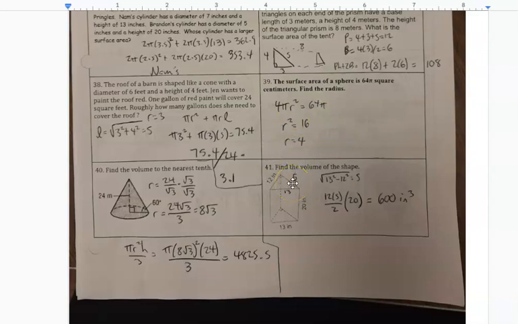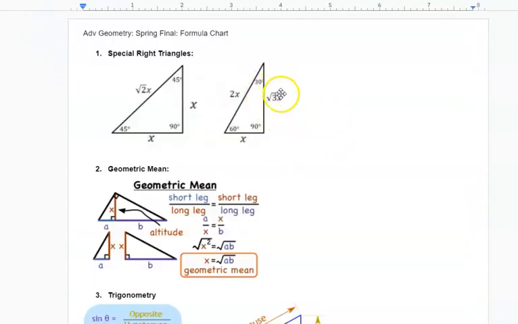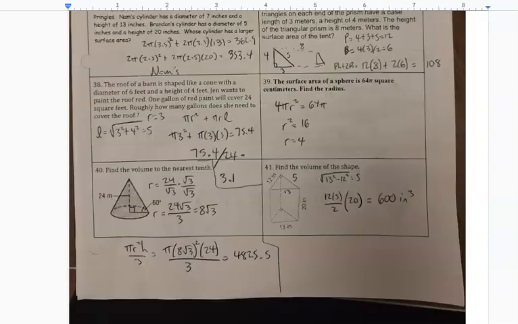40. Find the volume to the nearest tenth. Okay, so we don't have a radius. We have a height of 24, but we need a radius. And so we have this is 60, and that means, well, this is 30. And that means that this 24 is the rad 3 part of the right triangle. Meaning this is the 24, and we're solving for this first. Like this is the radius, this is the height. We don't need the slant height for this, since it's just volume.